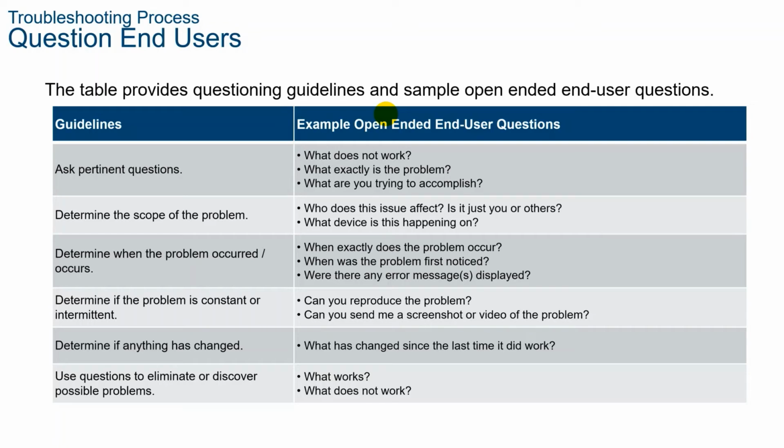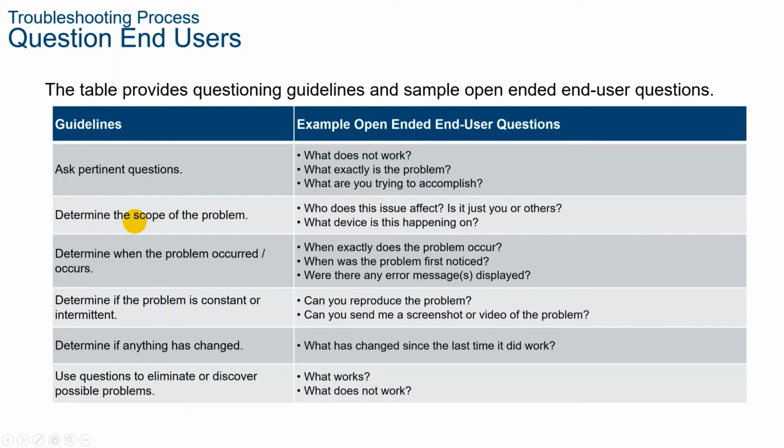So for instance, use open questions, okay? Like requires detailed response. And closed questions, okay, yes or no, or single word answers to discover important facts about the network problem. All right? So the table here provides some questioning guidelines and sample open-ended questions you could ask the user. Something like, what does or what does not work? Or what exactly is the problem? Or what are you trying to accomplish? Okay, so that is asking pertinent questions.